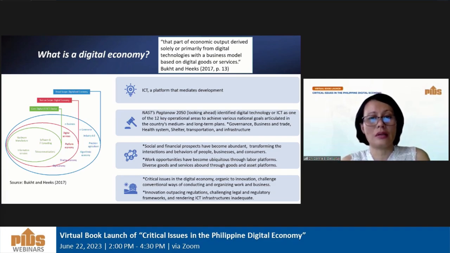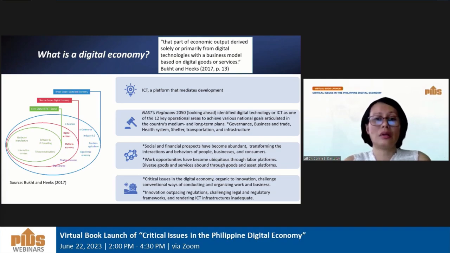It's important to emphasize that digital technologies and services are a means to achieve higher social goals. So ICT mediates development, and this is recognized in national blueprints, roadmaps, and plans. For example, the Pagtanaw 2050 outlines the strategic plans to harness science and technology as tools towards innovation in products, processes, and organization. Former DOST Secretary Fortunato de la Peña articulated that the Pagtanaw 2050 is actually a guiding principle that will enable the science community to assist in shaping the Philippines as a progressive archipelagic nation.